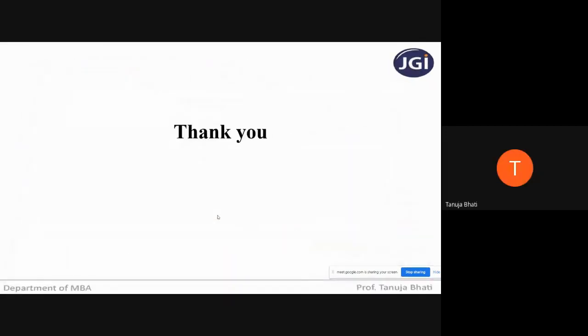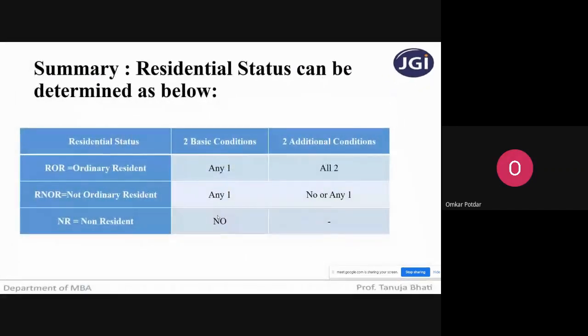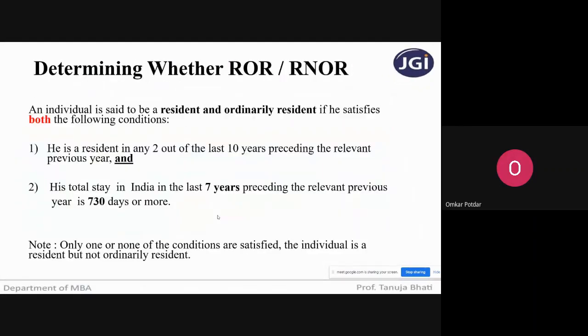Ma'am, please show the last previous slide. Okay, the preceding previous one. Okay, ma'am. Thank you, ma'am. Students, first, what I'm going to do is, we still have to cover... Omkar, are you done with it? Yes, ma'am. Okay.